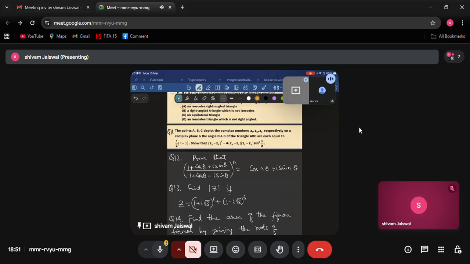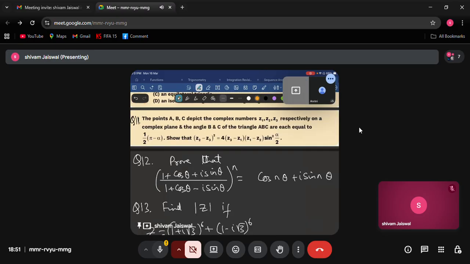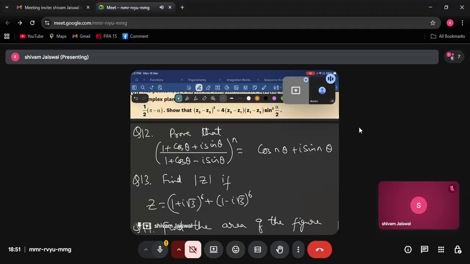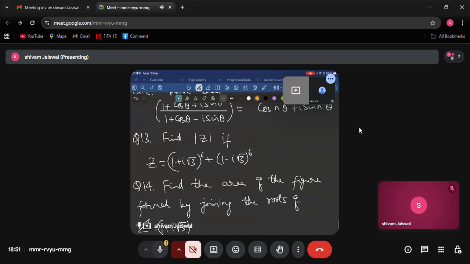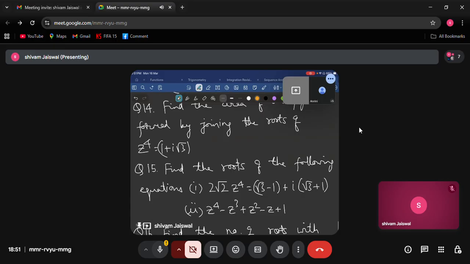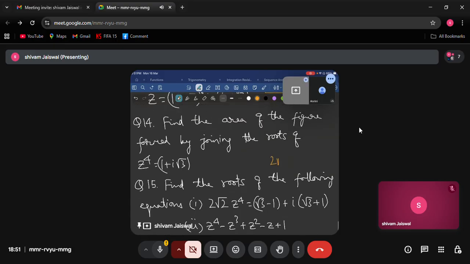Question number 6 is... wait. Next one is a proof problem. Anyone having any doubt? Tell me. Number 12, anyone having any doubt? Okay, 13. 13 is 128. Anyone having any doubt? 14 is 2 root 2. Tell me. Anyone having any doubt, you can ask me now.